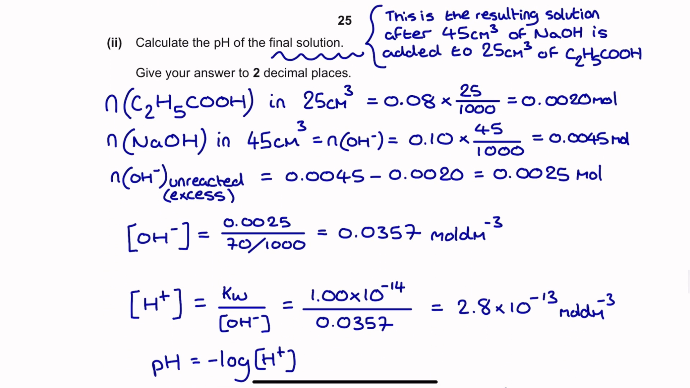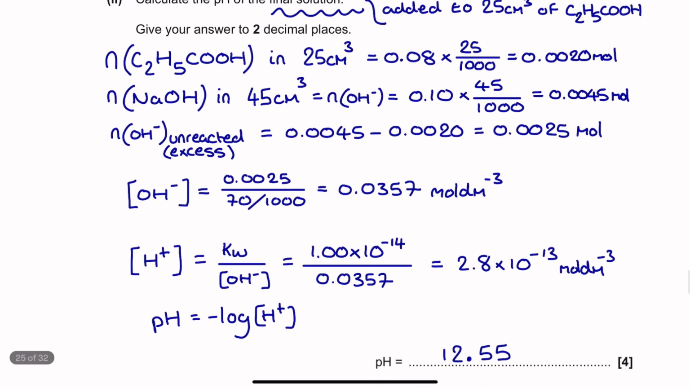Next up, we've been asked to calculate the pH of the final solution here. Now, this is the resulting solution after 45 centimeters cubed of sodium hydroxide is added to the 25 centimeters cubed of the weak acid. And you can see here I've got all my stages going down, and this I mentioned in the slides that were before this section of the video. How do we know what the final pH solution is going to be when we have this kind of scenario of a pH titration curve in an exam?